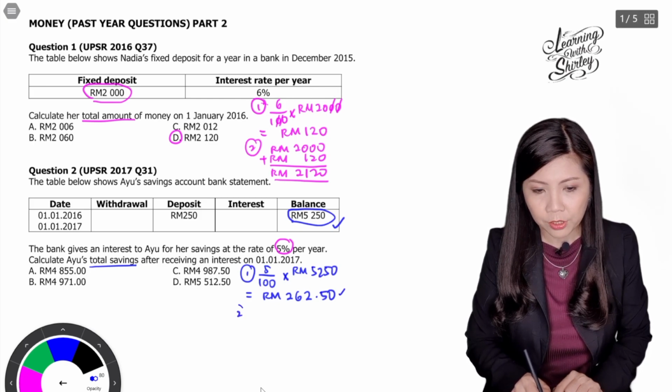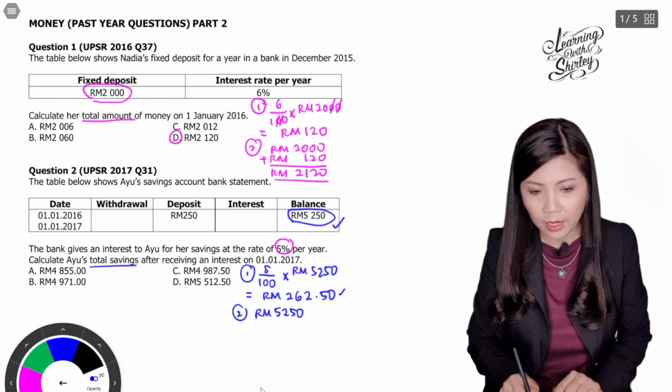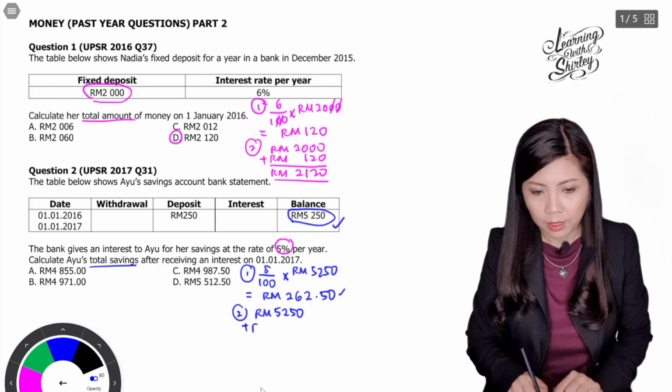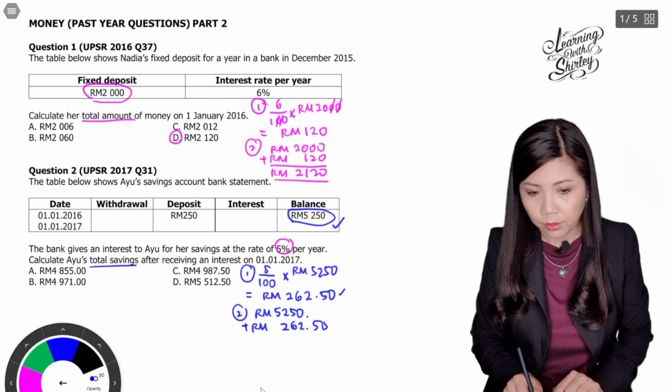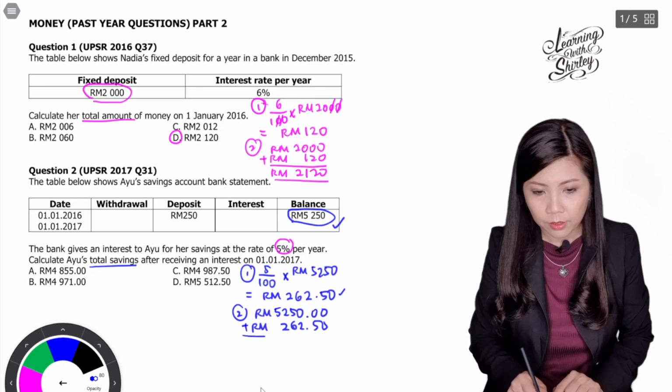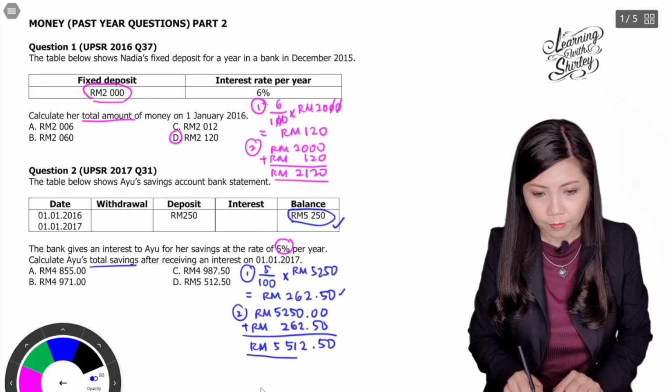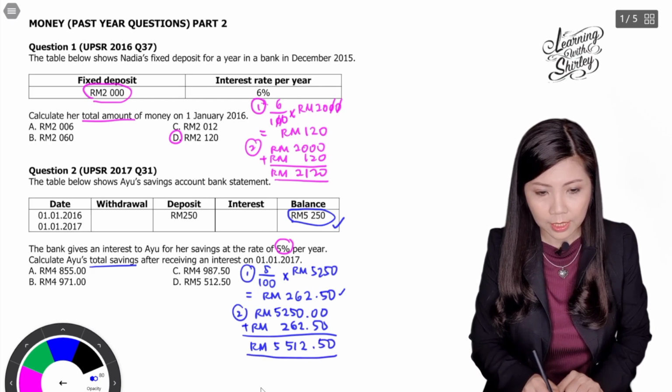Okay, so step 2 will be 5,250. Okay, then I plus with the interest, so it's 262.50. So add 0.00 here. So the answer is 5,512 ringgit and 50 cents. And the answer is D.